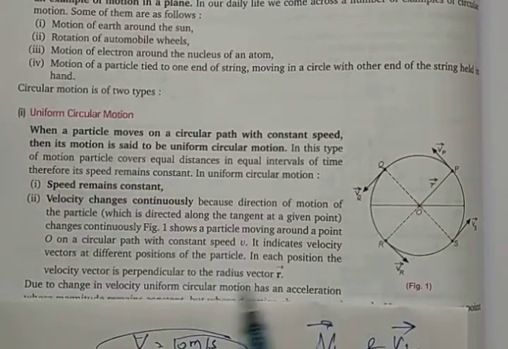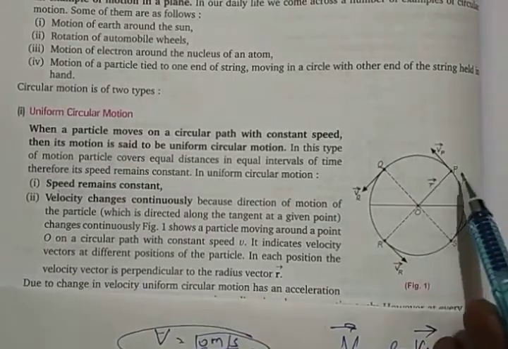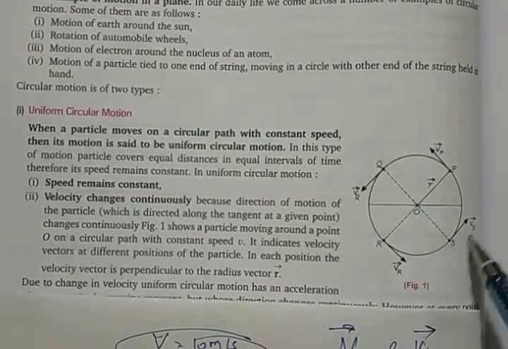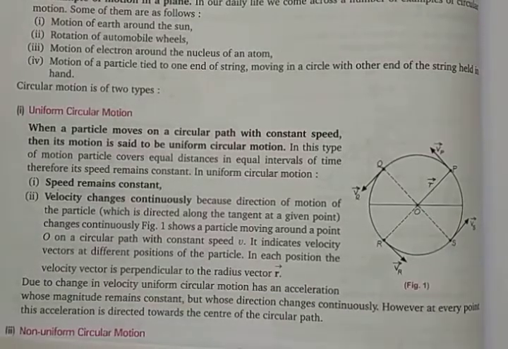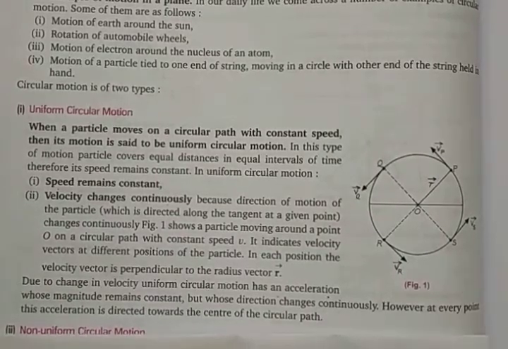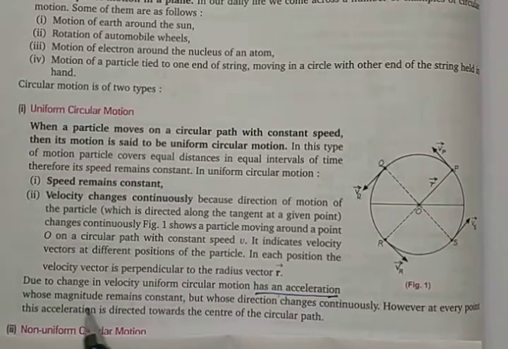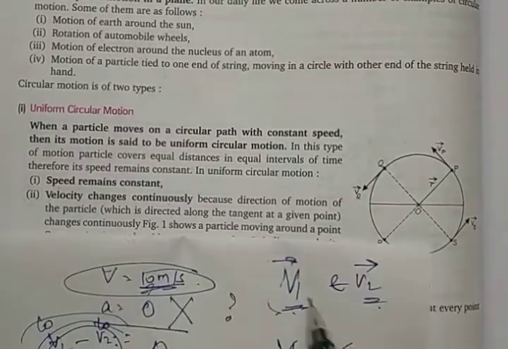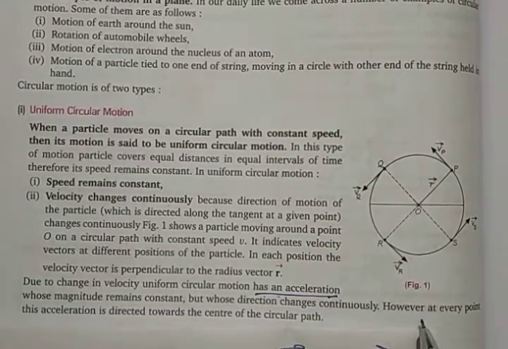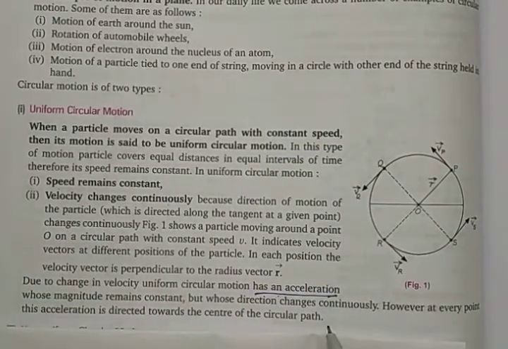In each position, the velocity vector is perpendicular to the radius. So here also the velocity vector is perpendicular, here also it is perpendicular to the radius, here also it is perpendicular to the radius. Due to the change in velocity, uniform circular motion has an acceleration. There is an acceleration whose magnitude remains constant. I said the magnitude remains constant, but the direction changes continuously. However, at every point the acceleration is directed towards the center of the circular path.